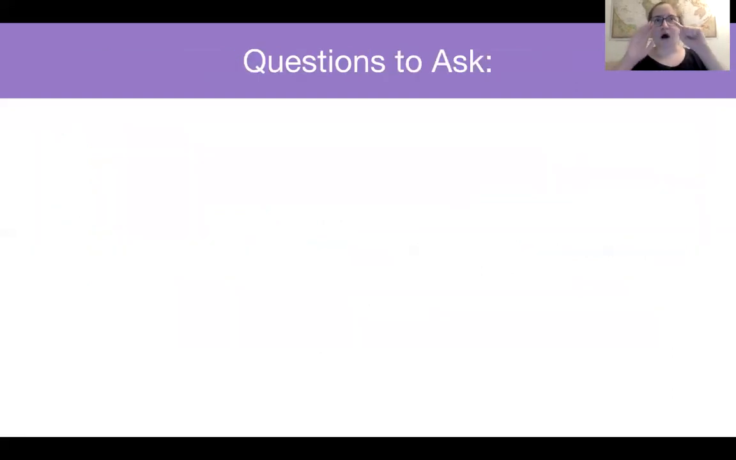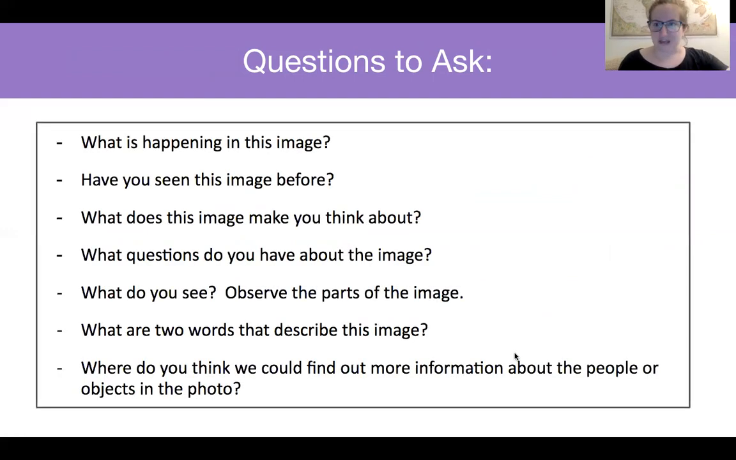Now, before I had said you're going to want to use questions to guide student discussion. So here are some questions that you might ask while using the quadrant analysis. What's happening in this image?